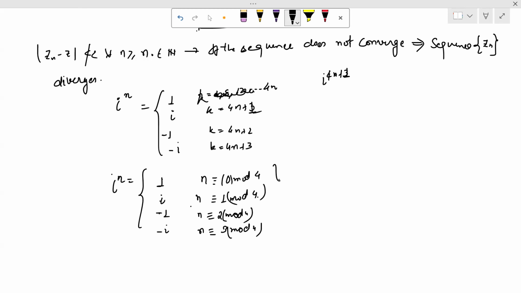So clearly, it implies that the sequence iota raised to power n is a divergent sequence, not a convergent sequence. I hope it is clear.